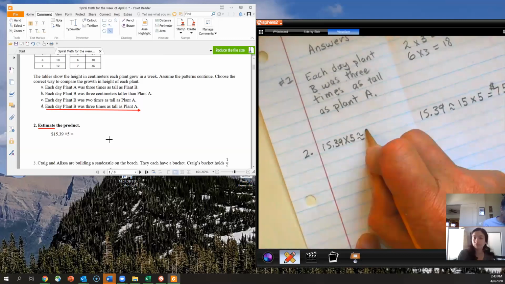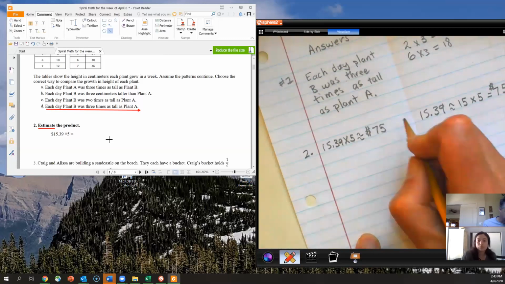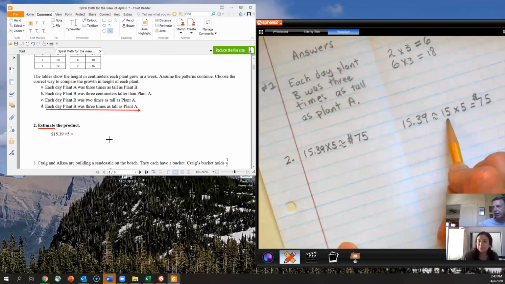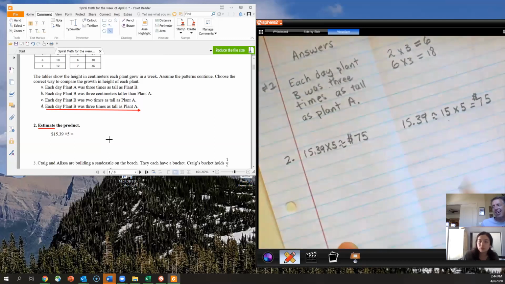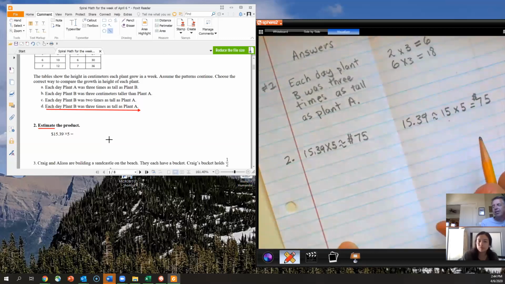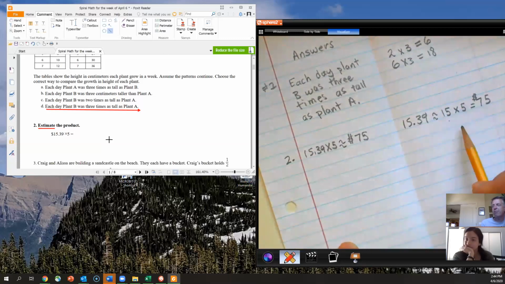And make sure, boys and girls, that you have used your work here. You show how you round it. If you did something like 10 times 5, that's a little too far away. If you did 15 times 10, maybe, but that's pretty far away. The best estimate is going to be 15 times 5 equals $75. All right, we're going to move on down to number 3.